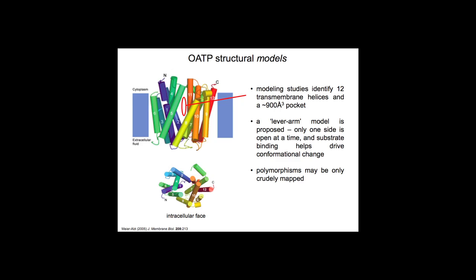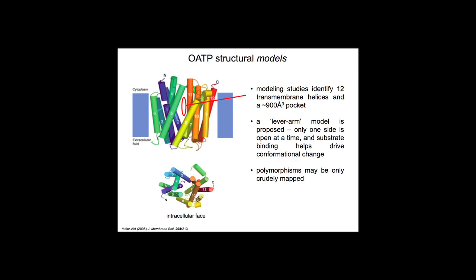In any case, the model they suggest is that there's a lever arm sort of motion that happens, only one side being exposed to the cytoplasm or the extracellular matrix at any given time. And the binding itself helps drive the transport process by inducing maybe a conformational change. Not hard to imagine that could take place, and then one side closes and the other side opens and releases. Remember that this is happening concomitantly with not only the drug molecule but also the co-solute, perhaps sodium or bicarbonate ion.